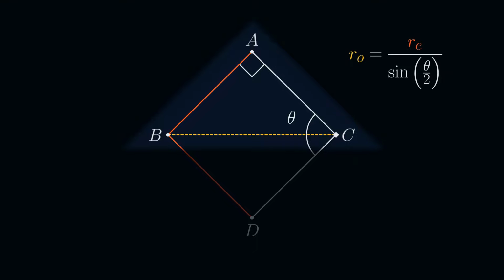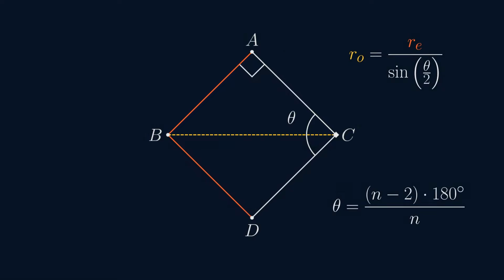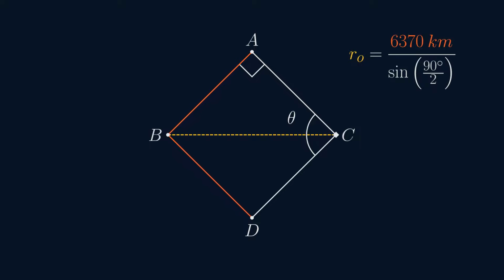Now, we know the radius of the Earth, but what is theta? This is actually the interior angle of the regular polygon created by the satellites, and can be found with this formula, where n is the number of sides. We have 4 satellites, so this shape is a square, and n is equal to 4. Plugging this in, we get an interior angle of 90 degrees. So plugging all these known values into the equation above, we find that the orbital radius must be at least 9,009 kilometers. Since this orbit is circular, this orbital radius is actually equal to the semi-major axis. Keep this in mind for our upcoming calculations.